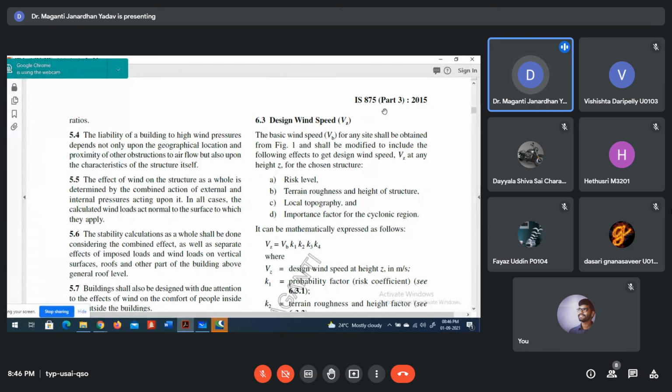Do you have this code with you? I said IS 875 Part 3, 2015. No, sir. Try to download that book. At least note down this class design wind speed.